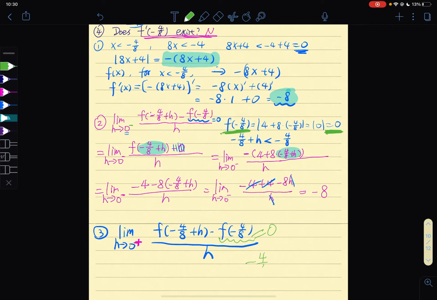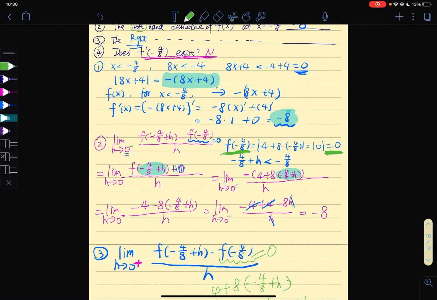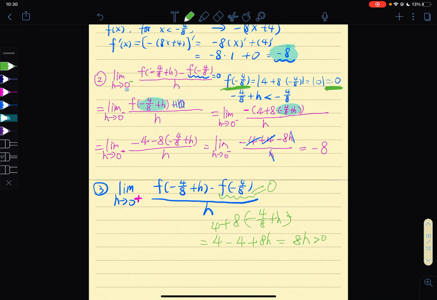Negative 4 over 8 plus h is, if you were to multiply by 8 and add a 4 to it, 4 minus 4 plus 8h, it is 8h. And this term clearly, if h is greater than 0, is greater than 0. So if you take the absolute value of it, it's just simply itself. So when I try to rewrite this first term, it's simply going to be equivalent to 8h.